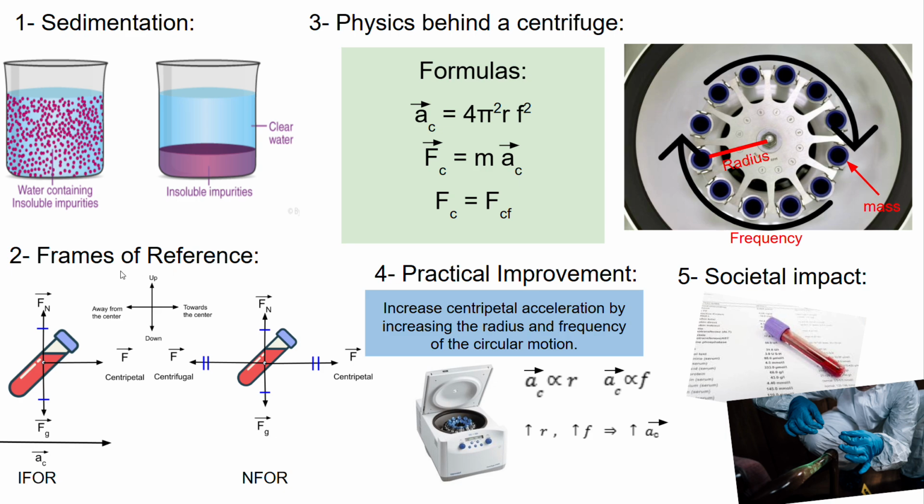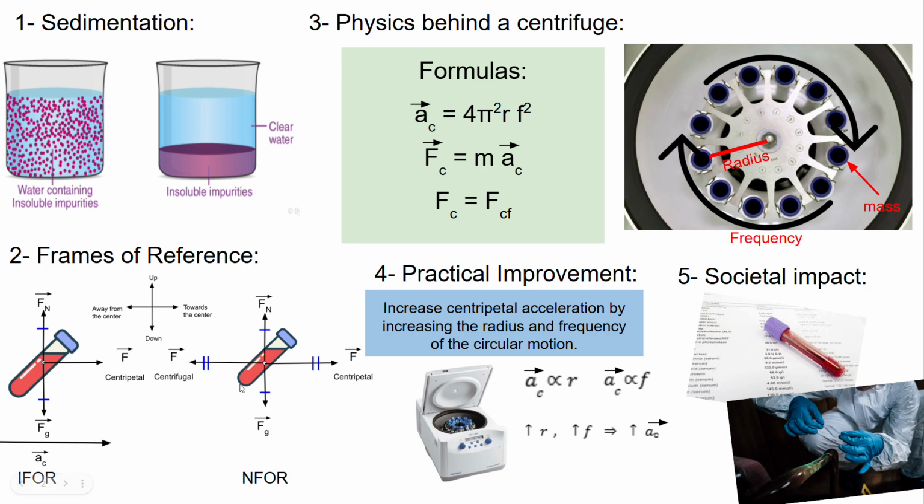Now, if you look at the free body diagram of a blood sample in a medical centrifuge in an inertial frame of reference, we can see that the gravity and normal force are exactly equal and opposite of each other as usual. However, because the blood is moving in a circular motion inside the centrifuge, it is accelerating toward the center of this circular motion, and therefore it has a centripetal force acting upon it.